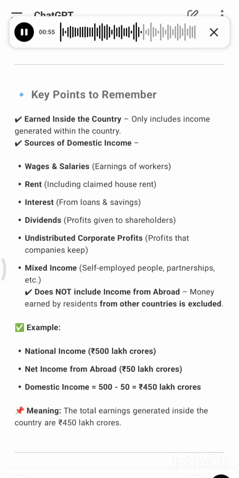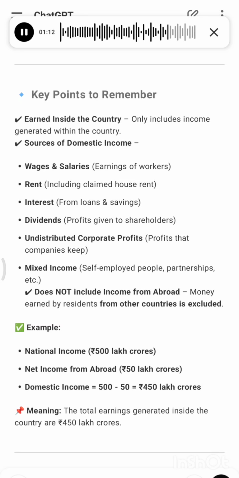Example: national income, 500 lakh crores. Net income from abroad, 50 lakh crores. Domestic income equals 500 minus 50, 450 lakh crores. Meaning, the total earnings generated inside the country are 450 lakh crores.